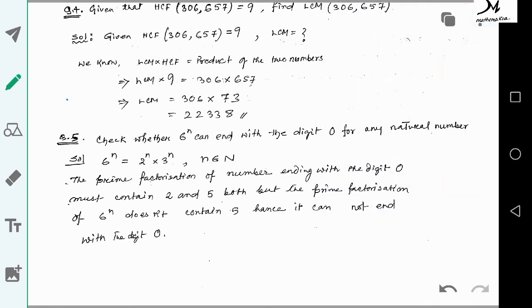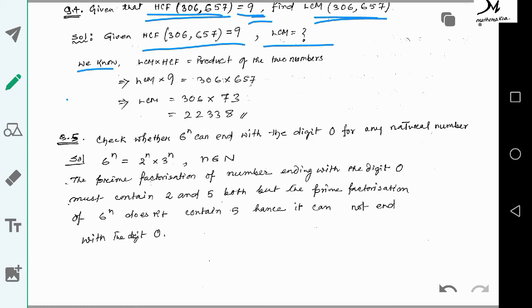This is question number 4 and 5. Here you see the HCF of 306 and 657 is 9, and the LCM is not given. The LCM of these two numbers is to be found out. So first write the given information.